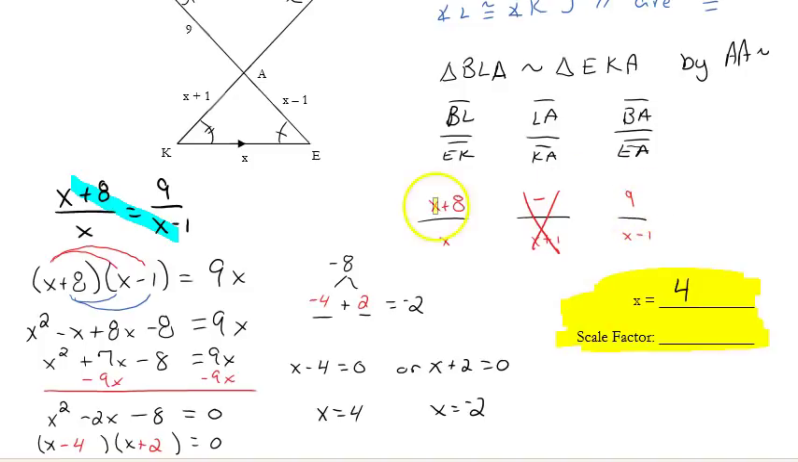Scale factor, once again, these are my scale factors. If my similarity ratio is 9 over x minus 1 and x is 4, it's 9 over 3, which is 3 over 1. My scale factor is the reciprocal, 1 over 3.